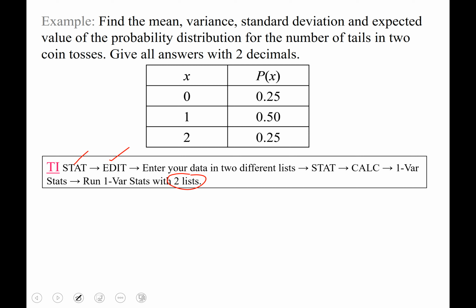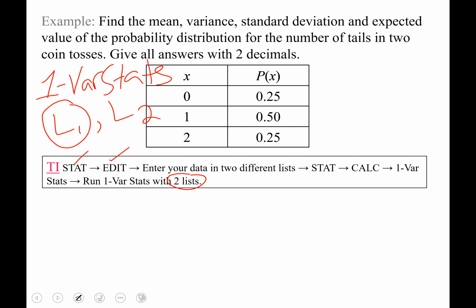Second and the number 2. If you're using an 83 or a program that doesn't ask you for the frequency list, then you will want to set up your screen to look like this. 1-Var Stats, and in the same line you'll put L1 comma L2. The comma is above the number 7, okay? So to get the L1 on your screen, you just hit second and the number 1, then the comma. Then to get the L2 on your screen, you hit second and the number 2.